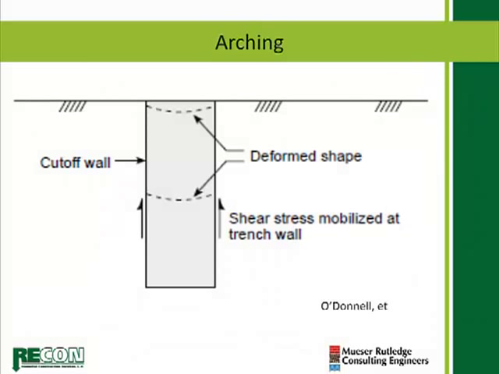The theory of arching for a slurry trench hydraulic barrier comes from the idea that trench walls are rigid and backfill is compressible relative to one another. Deformation of the backfill leads to dipping, like a meniscus. This creates vertical shear stresses at the trench walls and reduced shear stresses in the backfill.